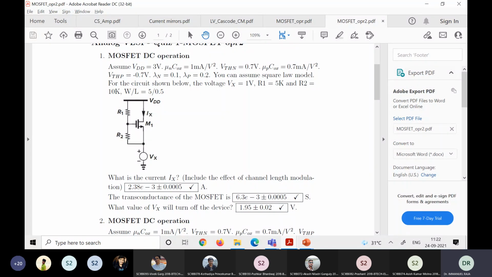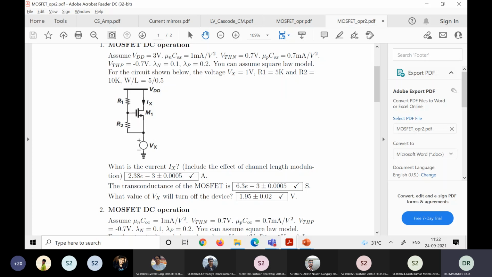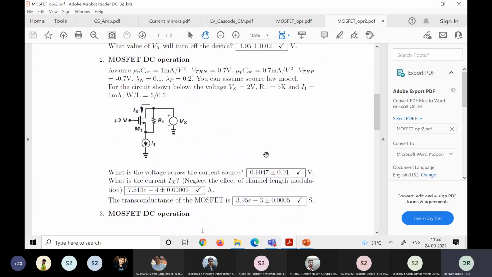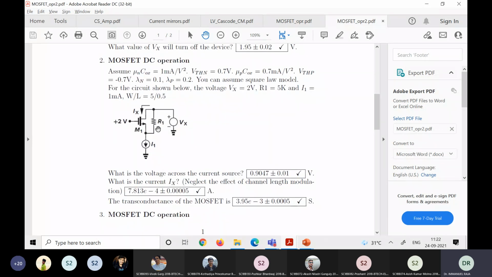What is asked is what is the current IX, and basically the current IX is what is set by this VGS. In fact, this is a very simple problem, right? And then the transconductance, and which value of Vx will turn off the device. This is actually a very simple one. The first one, this one I had given. So here also it's quite simple.